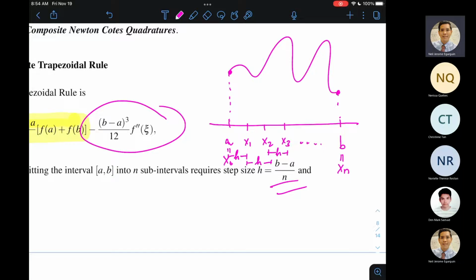And then what I'll do is, on each of the subintervals, I will apply the trapezoidal rule. So ito si f of a, kukunin ko si f of x1, okay? And then I will draw the trapezoid determined by these two function values. And then this would be my first subintegral, all right? So ito yung unang tingi or unang approximate or unang partial estimate natin para dun sa interval from A to B.